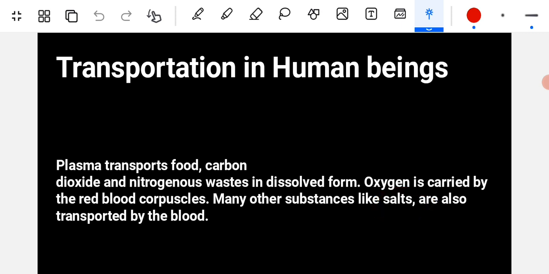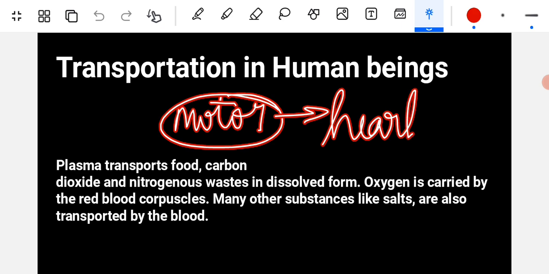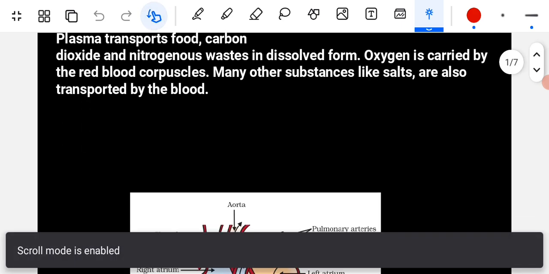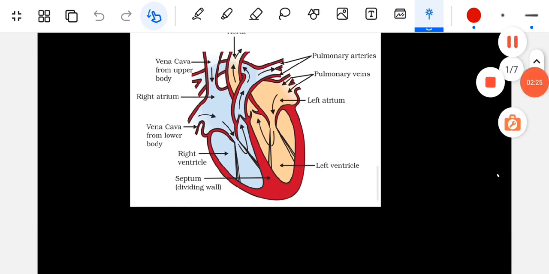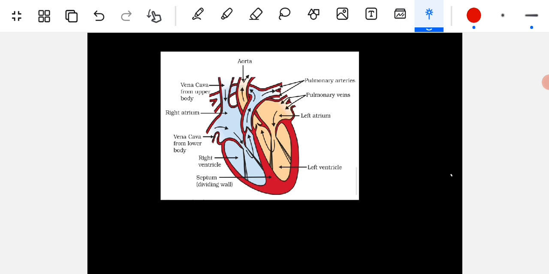Okay, you can imagine in a home we have to transfer water from the ground floor to the first floor. What will we use? We will use a motor. So in our body also there should be a motor, and that is the heart. We need a pumping organ which is the heart. We will learn more about the heart now.